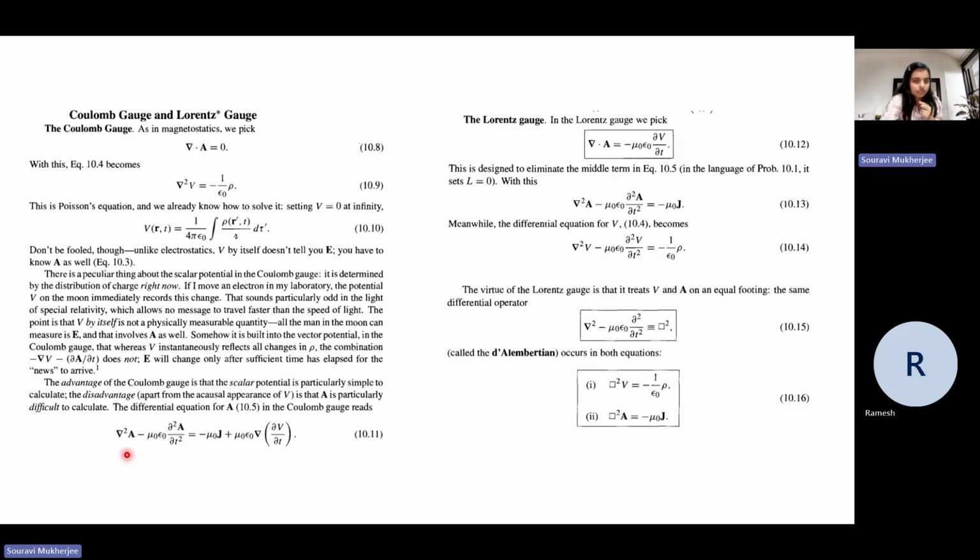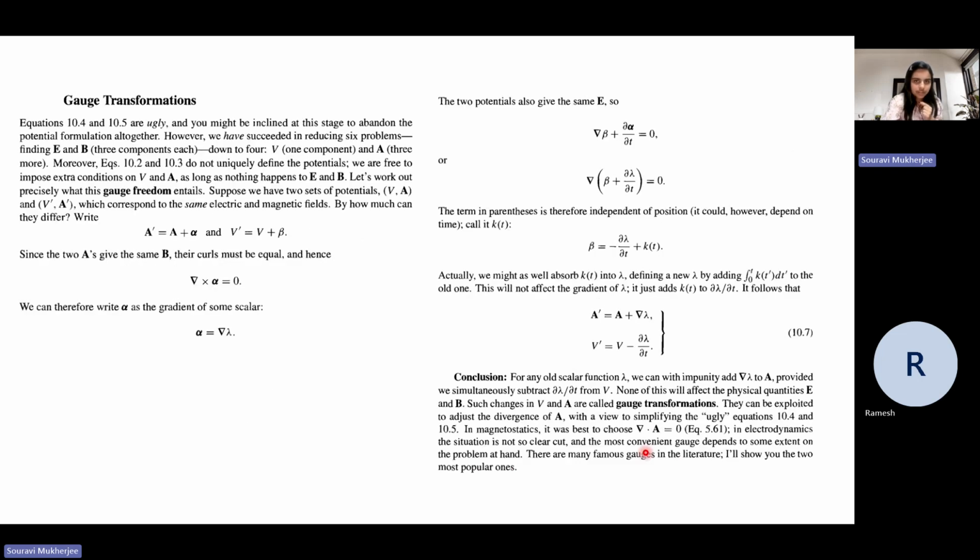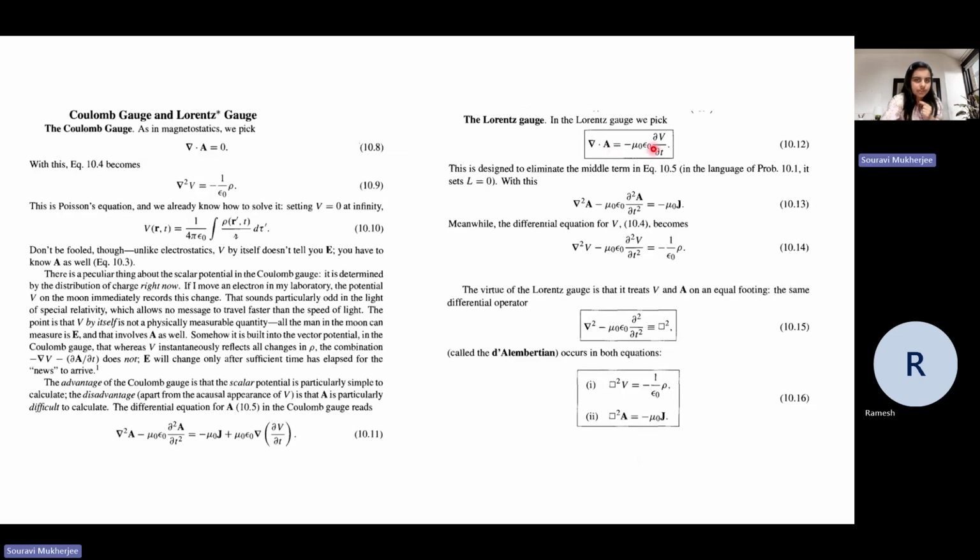Another such gauge is the Lorentz gauge. If you look at this equation, it would have been much simpler if this term was not there, right? Then you would have some inhomogeneous term on the right hand side, but this would be just your wave equation, much simpler to solve. So that's what we do. We take a condition where we say that divergence of A is equal to minus this term, so that this term goes away, right? So that's your Lorentz gauge.